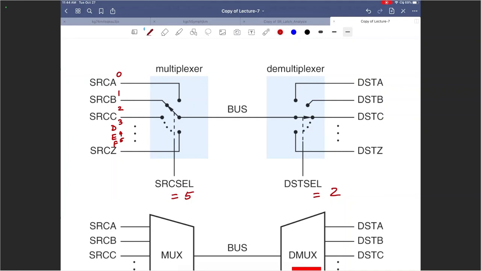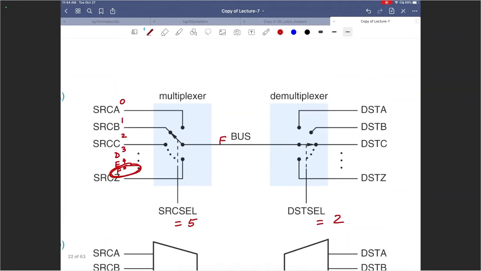Right, so F would get selected from here and it would go to 0, 1, and 2, C, right? Source F would go to destination C. Because I start with 0, right? Because I said this is a decimal equivalent, so I need to also consider 0, 0.